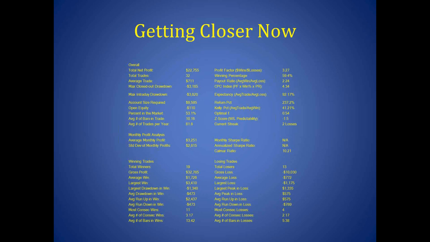But here's the summary now that we've got a stop in place, and this average run up in loss is now $575. So I'm very interested in that. But over 6 months here, we've got $22,700 from 32 trades, and you notice we're not in the market terribly much. We're only in the market 53% of the time, and we've got a winning percentage over here of 59%, which is extraordinary.